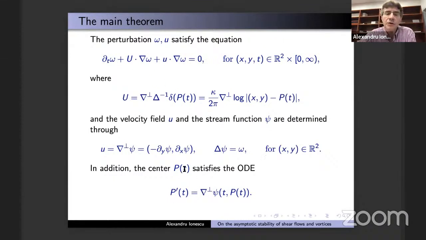We also need to understand the equation for the center of the vortex. The equation for the center of the vortex, p prime of t, is equal to gradient perpendicular psi at the point (t, p of t). So this is an ODE. p is a two-dimensional point, so it has two components, p1 and p2, and it's an ODE. So this is the system for the perturbation written explicitly.